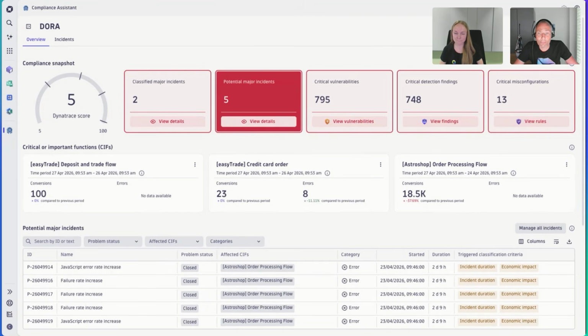So cool. So if I sum it up, bringing the relevant information and insights to somebody that needs to deal with compliance in an organization.